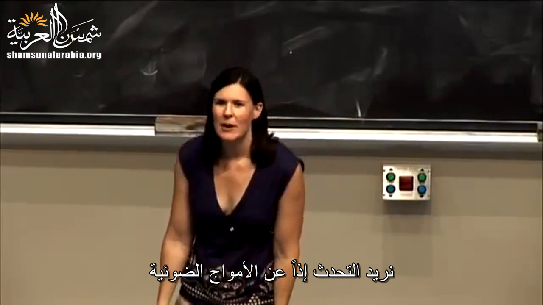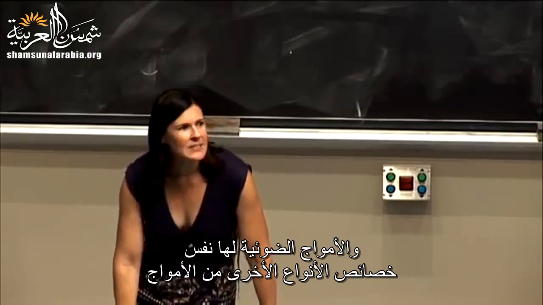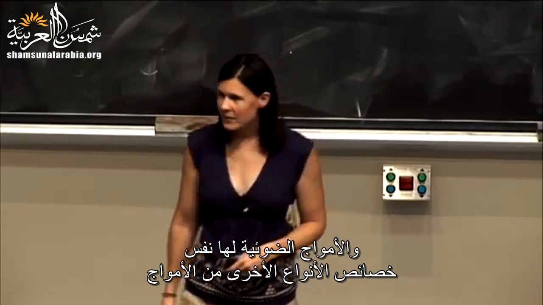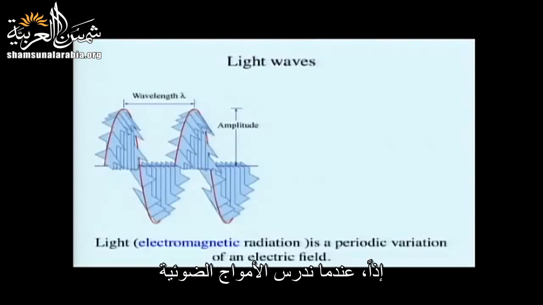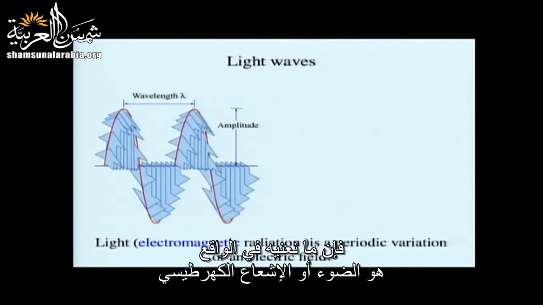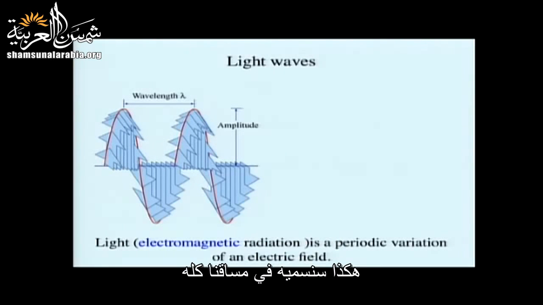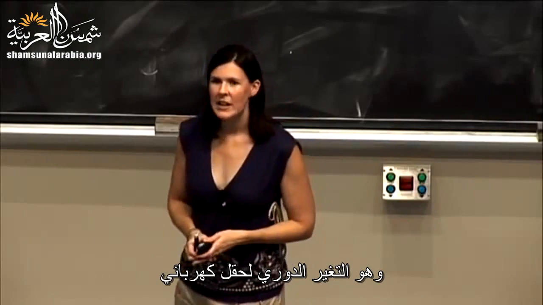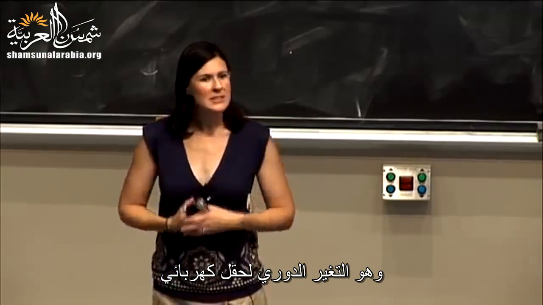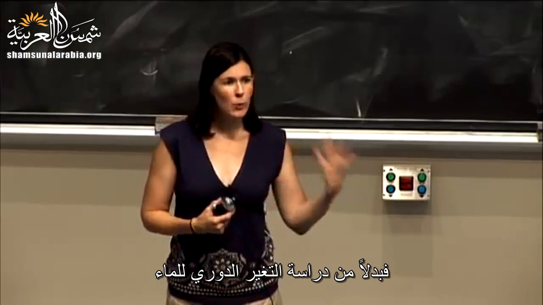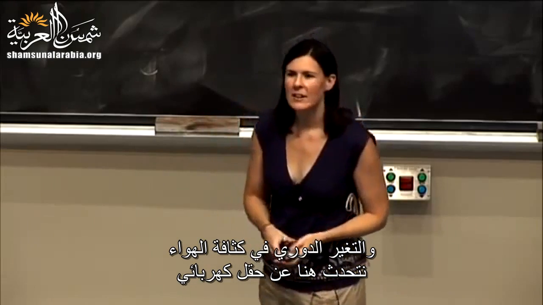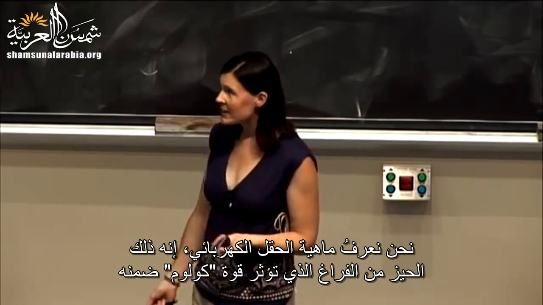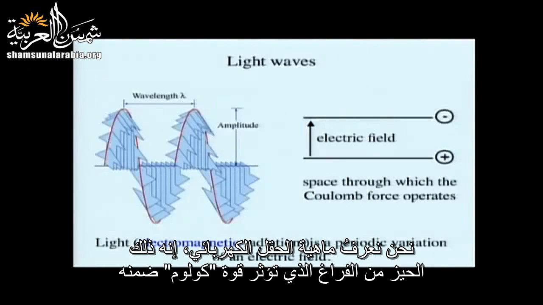So what we really want to talk about here is light waves, and light waves have the same properties as these other kinds of waves in that they're the periodic variation of some property. So when we're discussing light waves, what we're talking about is light, or electromagnetic radiation as we'll be calling it throughout the course, and that's the periodic variation of an electric field. So instead of having the periodic variation of water or the periodic variation of air density, here we're talking about an electric field. We know what an electric field is. It's just a space through which a Coulomb force operates.